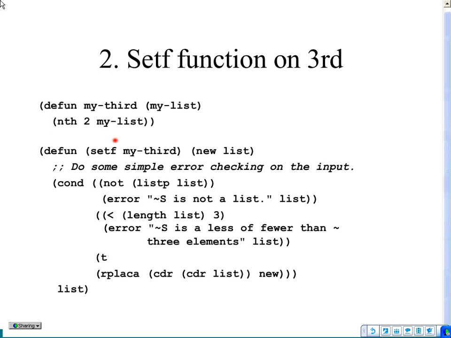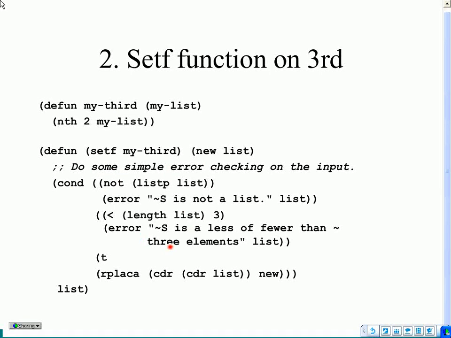Here is a setf function, and we first define a function called myThird of mylist, and it takes nth of 2 of mylist. Remember, a list is 0-indexed, so nth of 2 is the third element of the list. And then we want to define a setf function on our function myThird. And so it's got to take 2 values, the new value and the argument list.